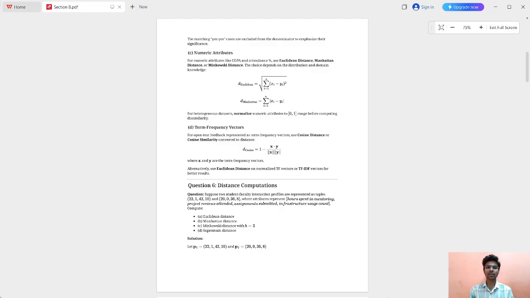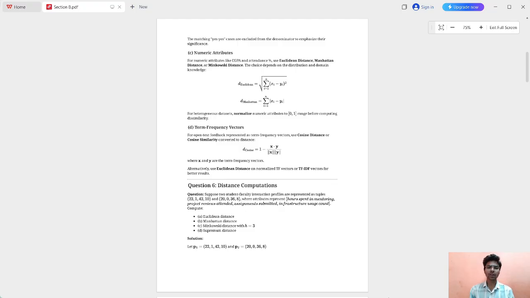Move on to the D section. Term frequency vectors. For open text feedback represented as term frequency vectors, use cosine distance or cosine similarity to convert to distance. The formula is in there, where x, y are the term frequency vectors. Alternatively, use Euclidean distance on normalized TF vectors and TF-IDF vectors for better results.